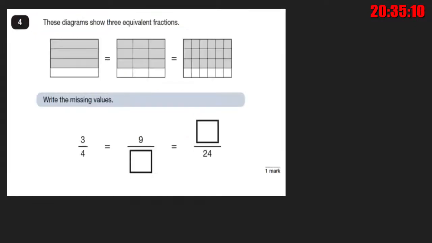Question number 4. This diagram shows 3 equivalent fractions. The first one is 3/4. You all know that one. Write the missing value. 3 times 3 is 9, and you do the same operation because they are equivalent fractions. So 3 times 4 is 12. And now 12 to 24 is times by 2, so you do the same operation, times by 2, to get 18 as the answer.